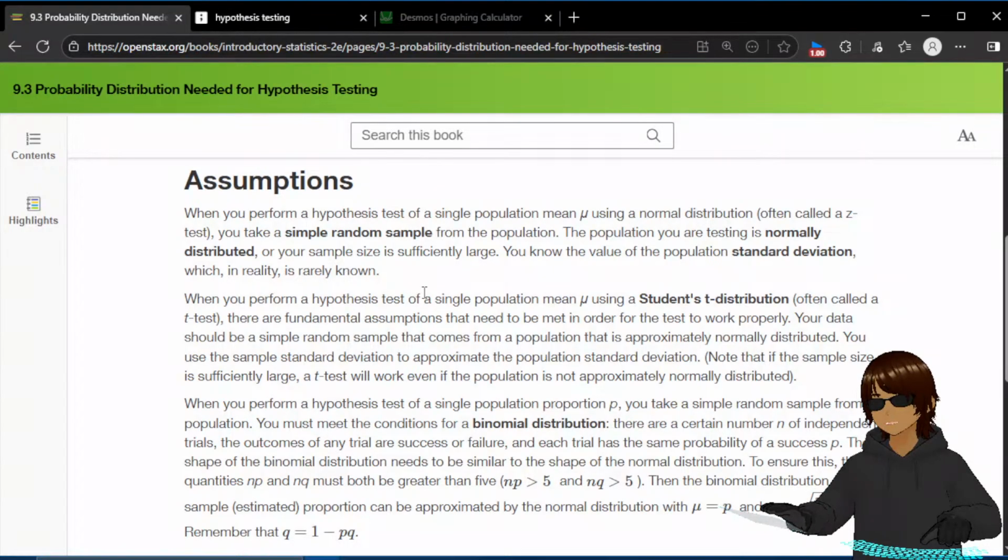When you perform a hypothesis test of a single population mean, mu, using the student's t distribution, often called a t-test, there are fundamental assumptions that need to be met in order for the test to work properly. Your data should be a simple random sample that comes from a population that is approximately normally distributed. You use the sample standard deviation to approximate the population standard deviation.